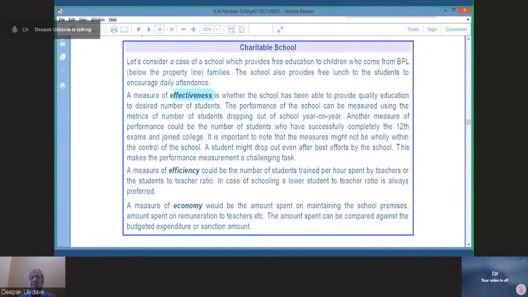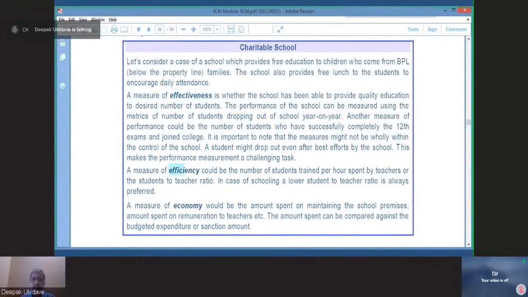When you are given a case study or a situation in the exam, you are supposed to read between the lines and come out with your valid points, bullet points, one after the other on each of these three parameters. That is effectiveness, efficiency, and economy. On each of these three parameters, you should be able to write 3, 4, 5 points in terms of measures, performance measures. They could be financial performance measures. They could be non-financial performance measures. But these parameters have to be kept in mind.